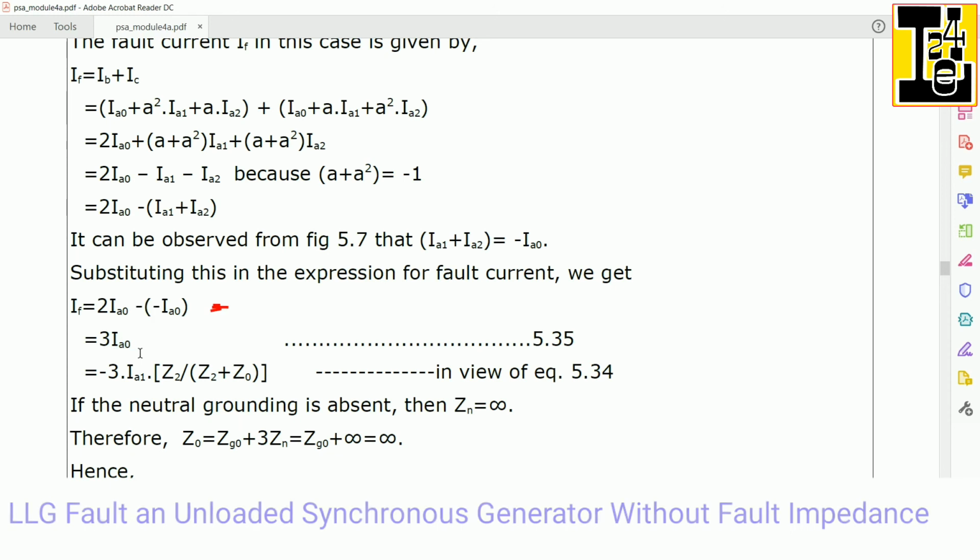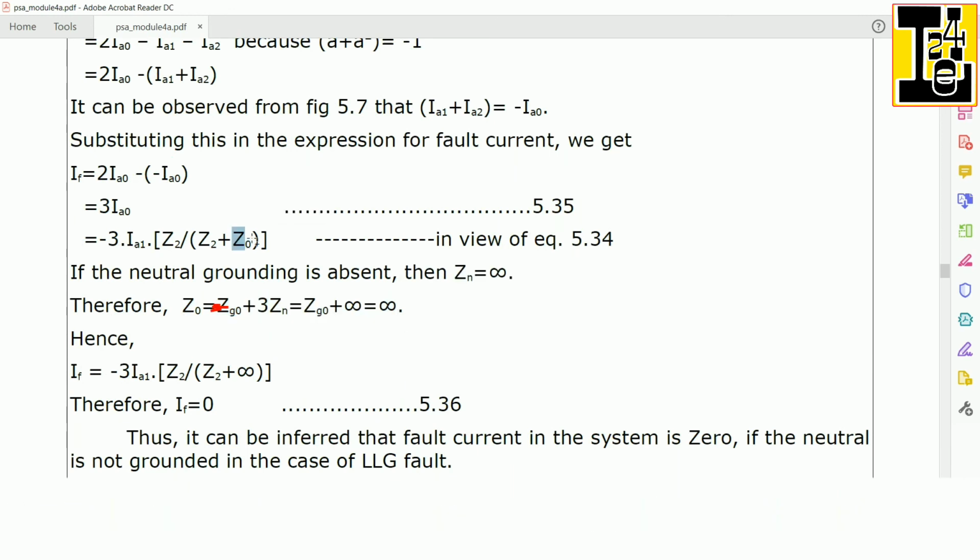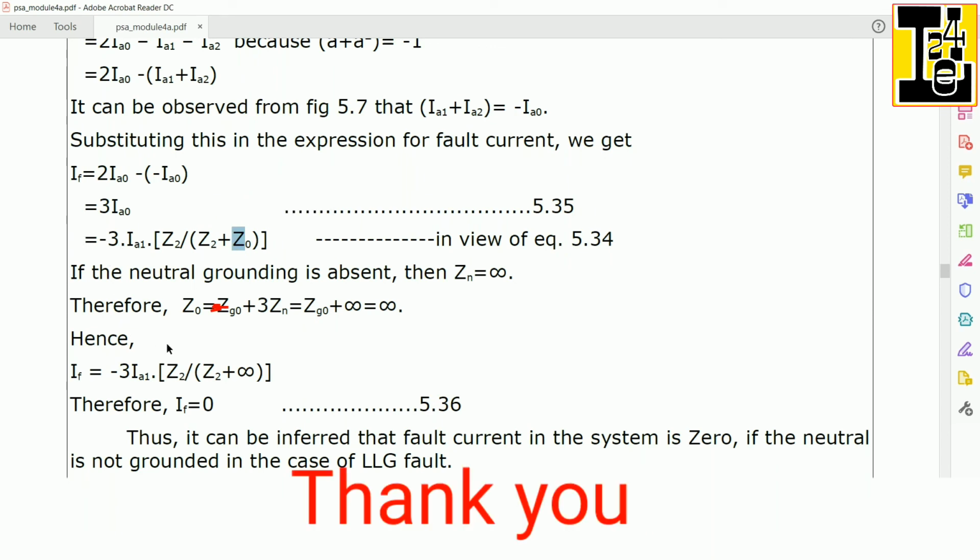Substituting the expression for IA0 in elaborated way, it becomes IF is equal to minus 3 into IA1 into Z2 divided by Z2 plus Z0. So if Zn is absent, or if Zn becomes infinite, Z0 will also become infinity. Substituting Z0 as infinity here, IF will straightforwardly become 0. So when Zn is absent, IF becomes 0.